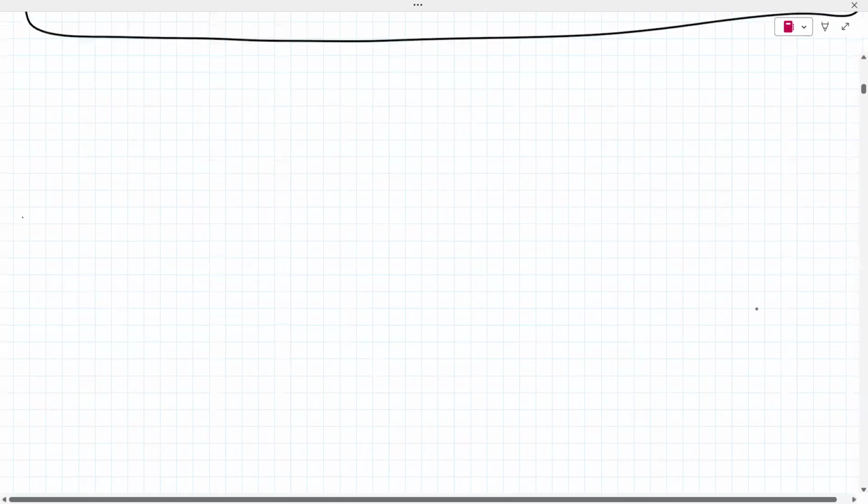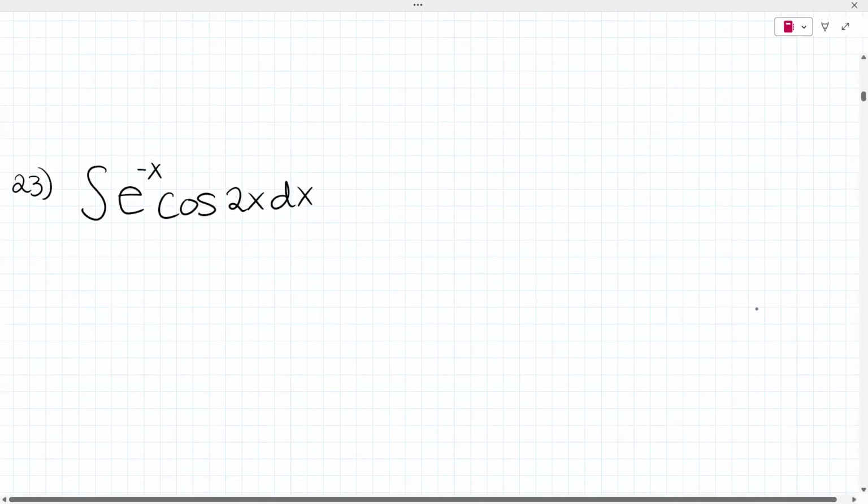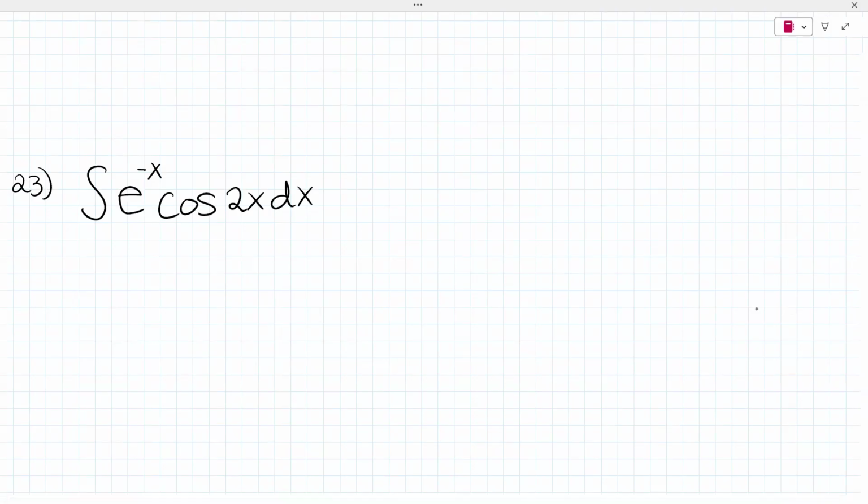Okay, let's move on to 23. So 23, we have the integration of e to the negative x of cosine 2x dx. So look at the problem very carefully. What can we do? Can we do u substitution? I don't think so. If you use u equals 2x, that'll never work. If you use u as e to the negative x, that'll never work. We can't do u substitution.